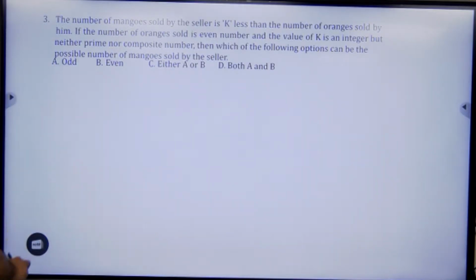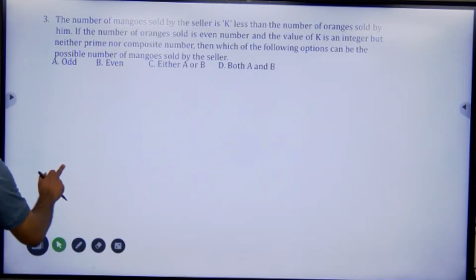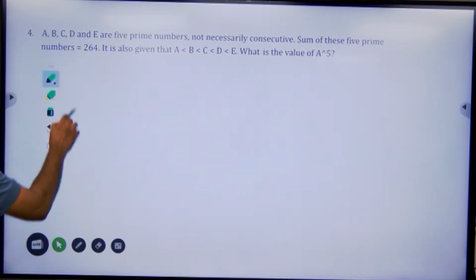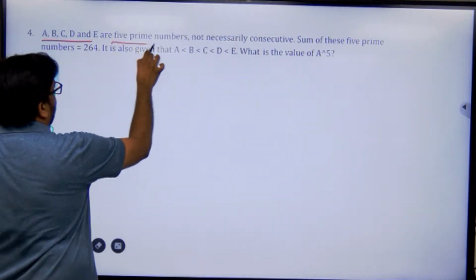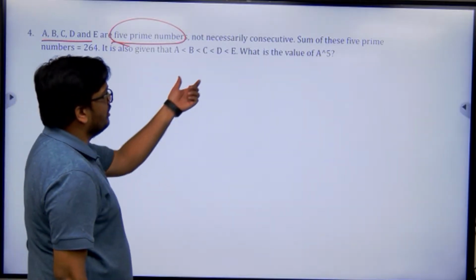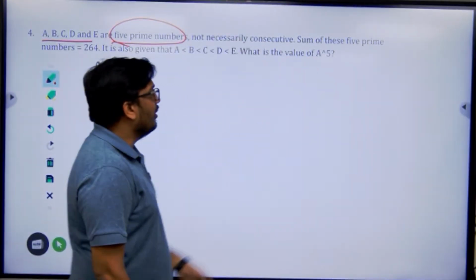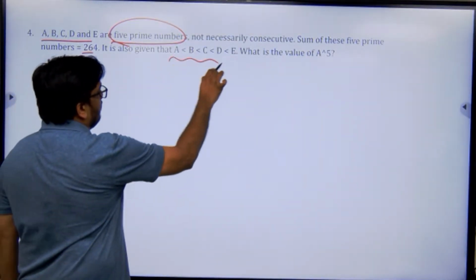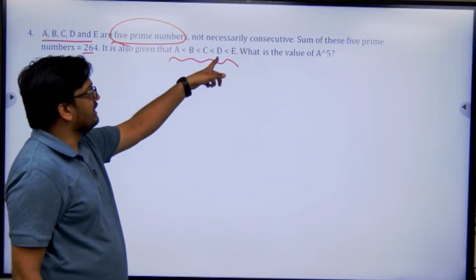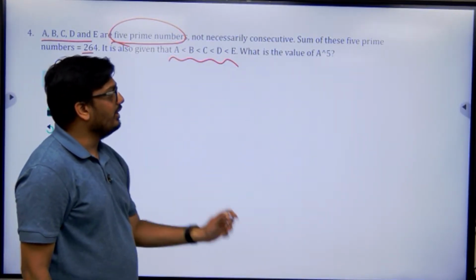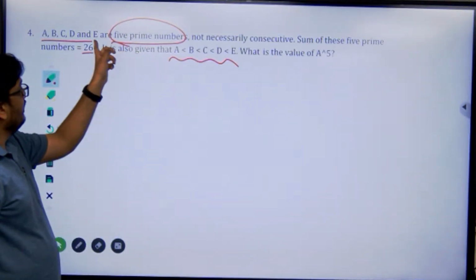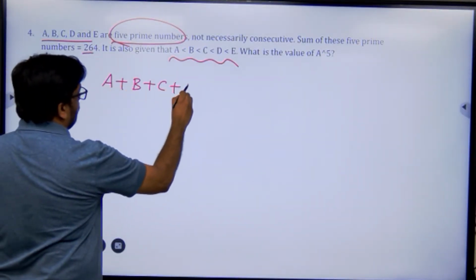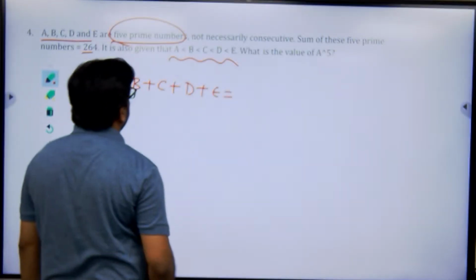Next question. A, B, C, D, E are 5 prime numbers, not necessarily consecutive. The sum of these 5 prime numbers is 264. It is also given that A is less than B less than C less than D less than E. What is the value of A power 5? And listen carefully: A, B, C, D, E, all these are prime numbers.